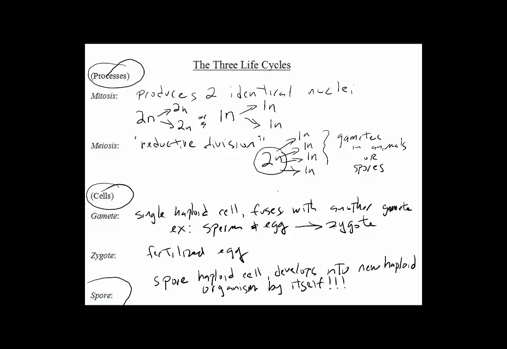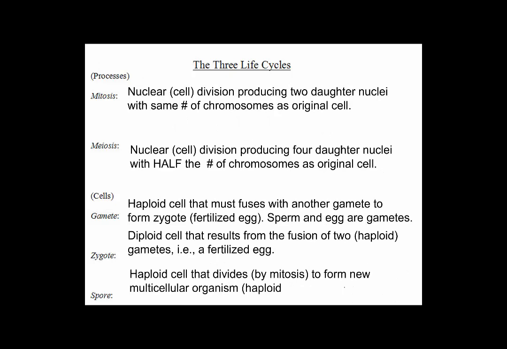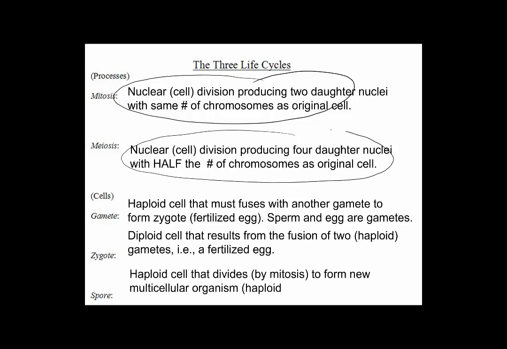A spore is a way to make new organisms that are multicellular haploid organisms, which is sort of another surprise of what we're learning today. So here's a little more elegant version of what we just said, typed out. Mitosis is basically cloning. It's basically producing identical nuclei. Carbon copy, Xerox machine, rubber stamp, cloning.